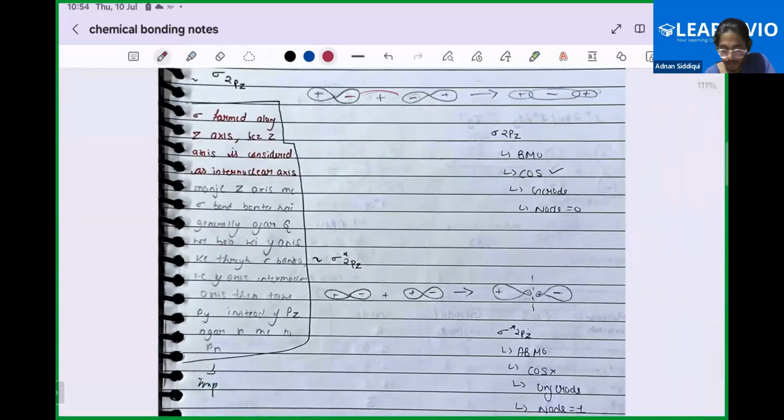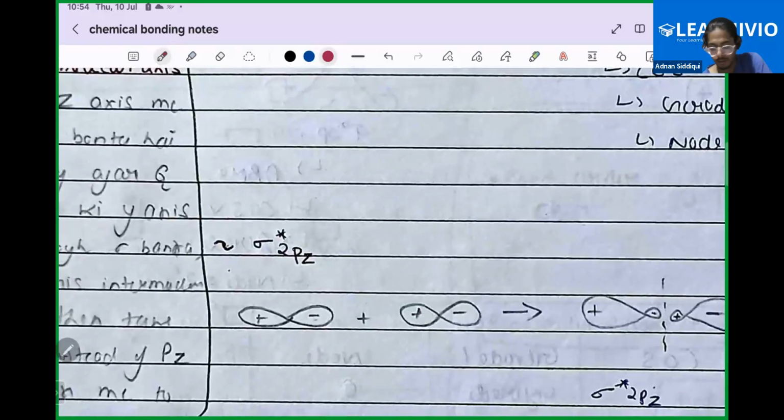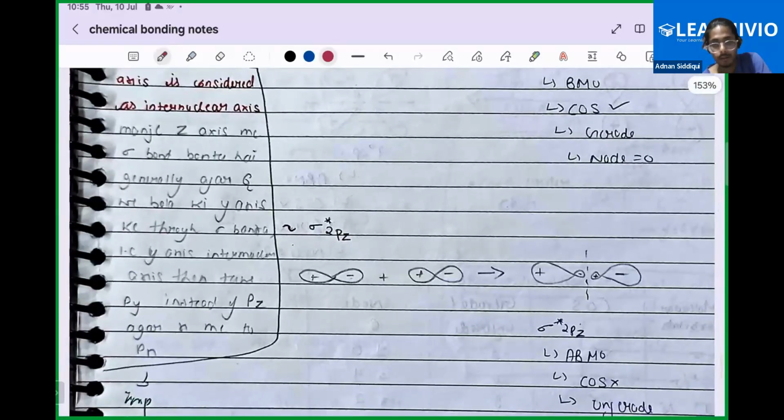What about the star one? In star one, what is again different? In star one, we are merging the atomic orbitals with different signs. Whenever you are merging atomic orbitals with different signs, you are going to observe a destructive interference. Destructive means unstable.